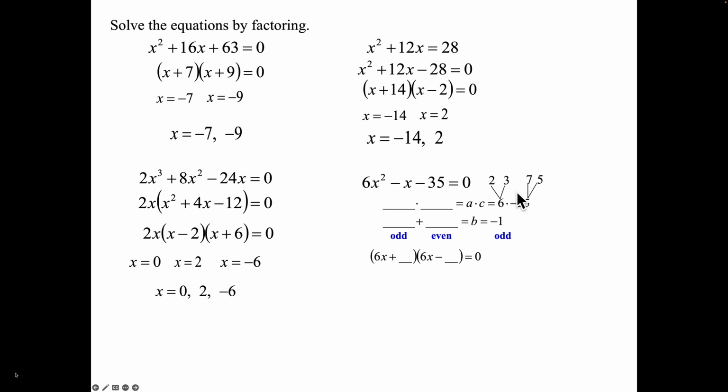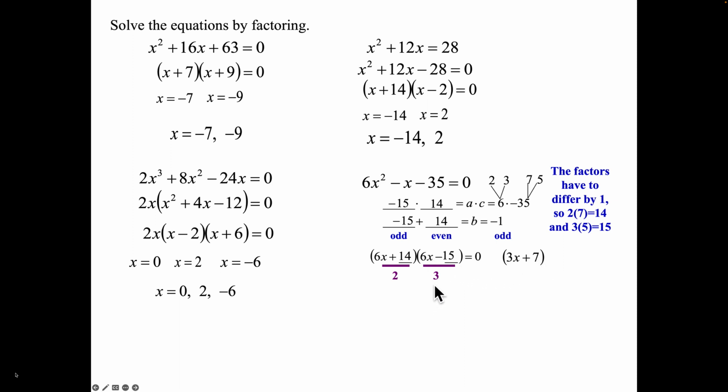So let's see, what I usually like to do is take the smallest factor and match it with the biggest. 2 times 7 would be 14, and then 3 times 5 is 15. They differ by 1. There's my numbers. And 15 has to carry the negative sign. So in the minus blank, we'll put the 15. In the plus blank, we'll put the 14. Now we'll take out our GCF of the first blank, which is a 2. Gives me 3x plus 7. And we'll take out the GCF of my second binomial, which is the 3. Gives me 2x minus 5.